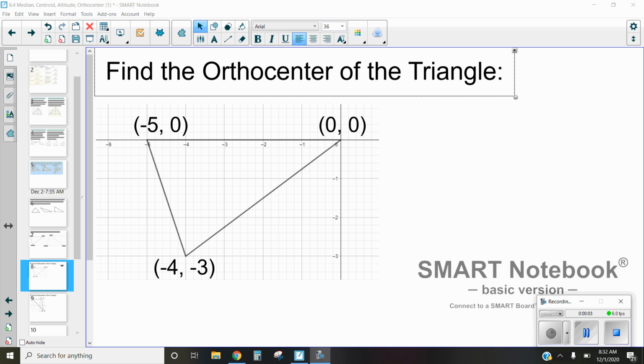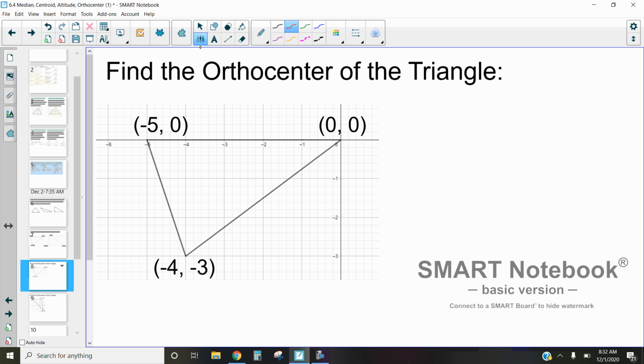Hi, this is Mrs. Kidman, and in this video, we're going to be discussing how we can find the orthocenter of a triangle. Remember, the orthocenter is the point where all of the altitudes cross. And remember our altitudes here are perpendicular lines. So they're perpendicular to the side of the triangle, and they go through the opposite vertex.